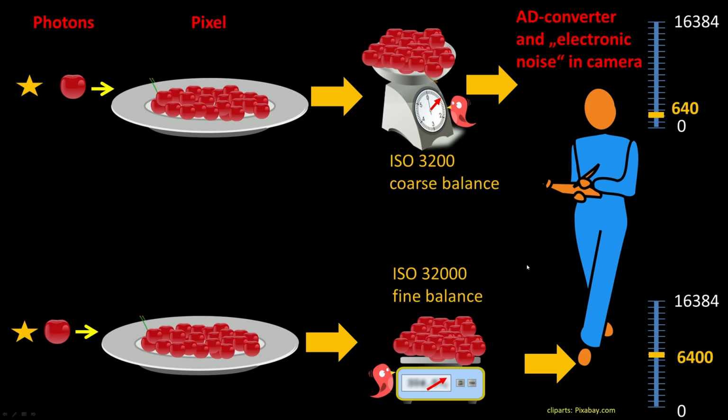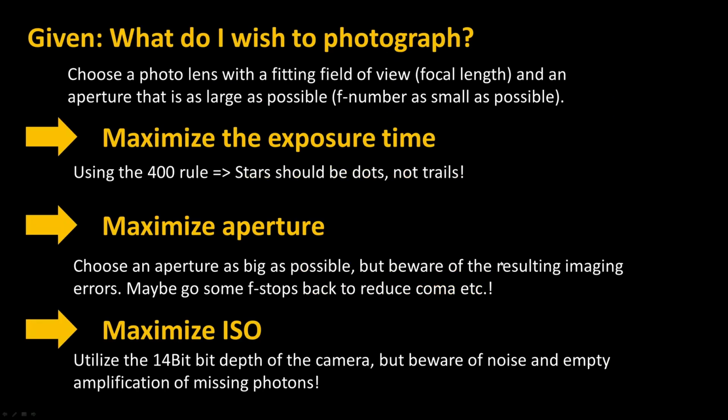Sorry, yeah, 6,400. Okay, so altogether you have a given, and that is, what do I want to photograph? And with that you choose a photo lens which has the correct field of view, and then you start maximizing the exposure time using the 400 rule, so that the stars should be dots and not trails.